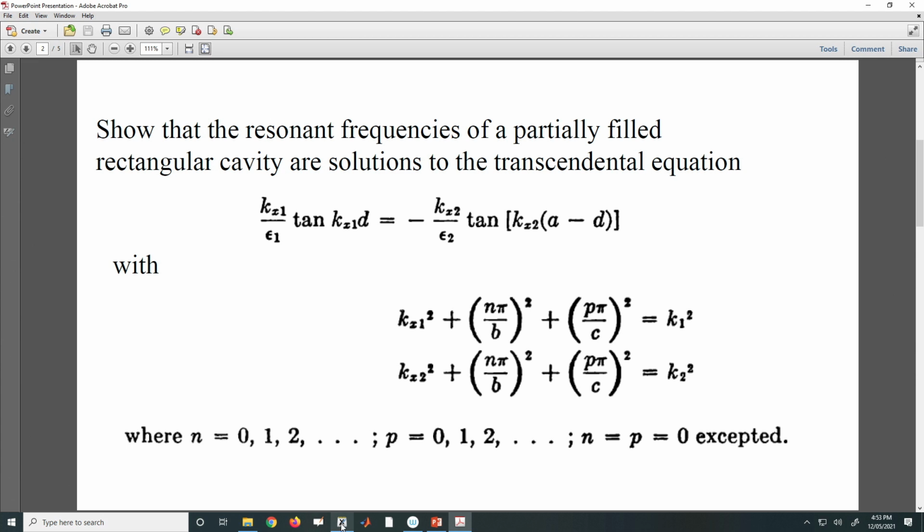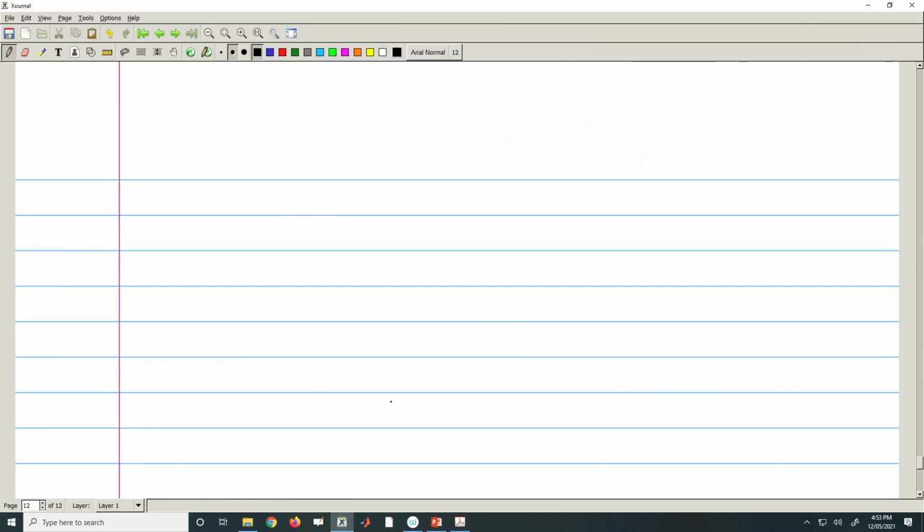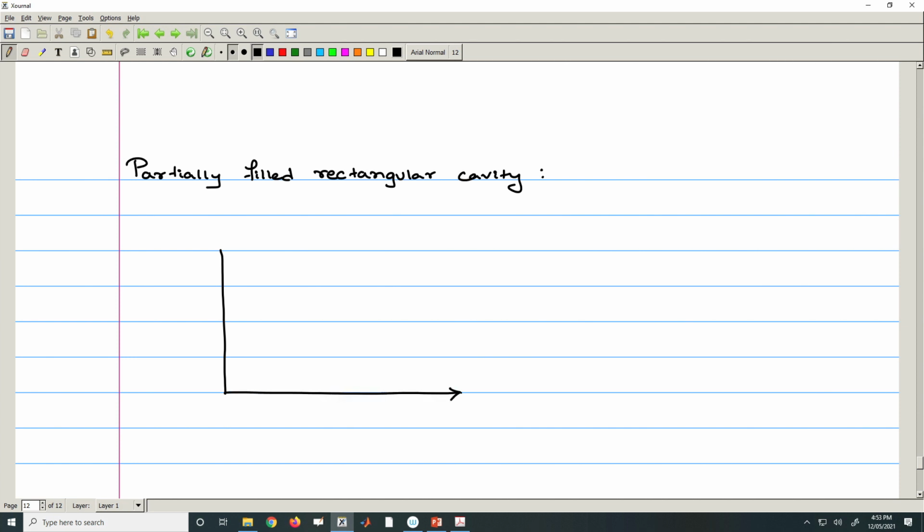So, we will start solving the problem. In the question we have a partially filled rectangular cavity. We can draw this as follows: this will be the x axis, this is y, and it is a rectangular cavity.